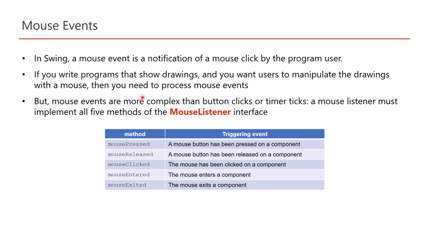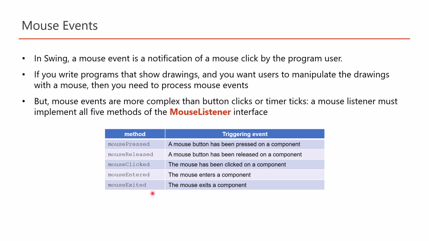Mouse events are more complex than simple button clicks or timer ticks. To handle mouse events effectively, you must implement all 5 methods of the mouse listener interface. They are mouse pressed, mouse released, mouse clicked, mouse entered, and mouse exited.